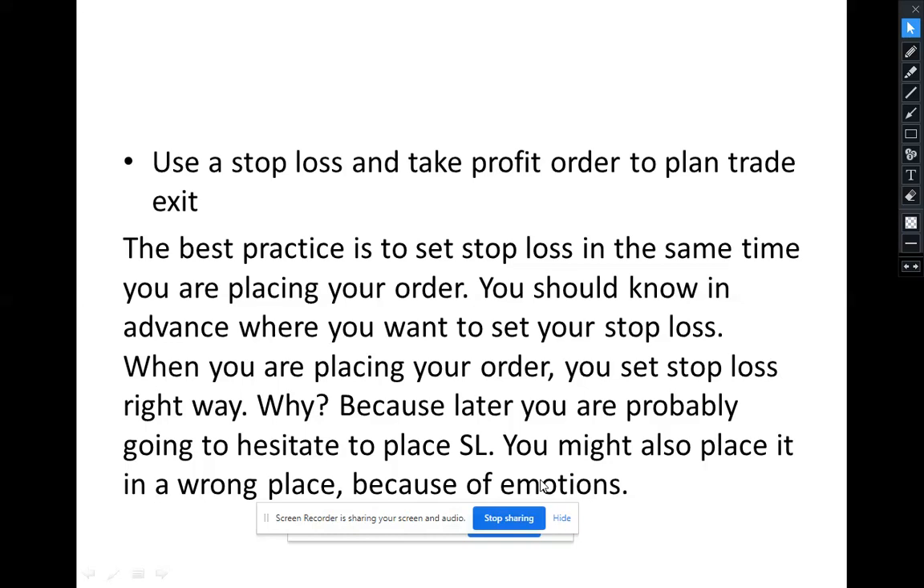But as a beginner, you must always use stop loss. Don't be like me that doesn't use stop loss, because I'm an experienced trader. So beginners, always use stop loss. Very important thing. And you must set the stop loss immediately you open the trade, because later you are probably going to hesitate to place it. You might also place it in a wrong place because of emotion. So it's better to place stop loss immediately you open the trade.